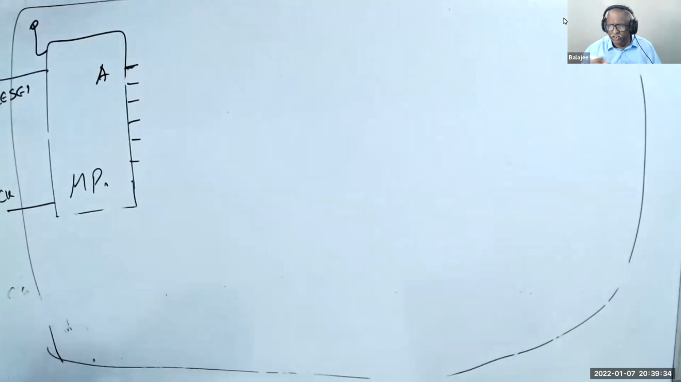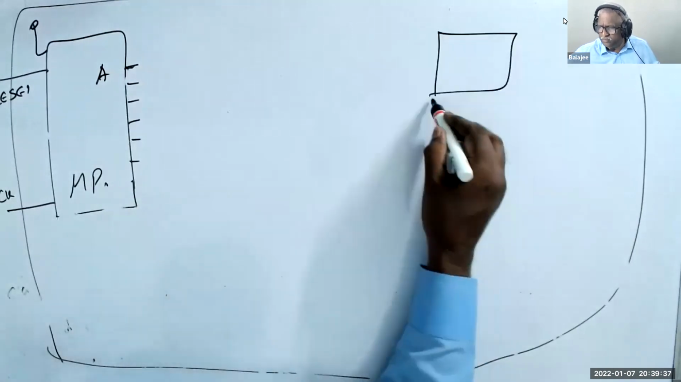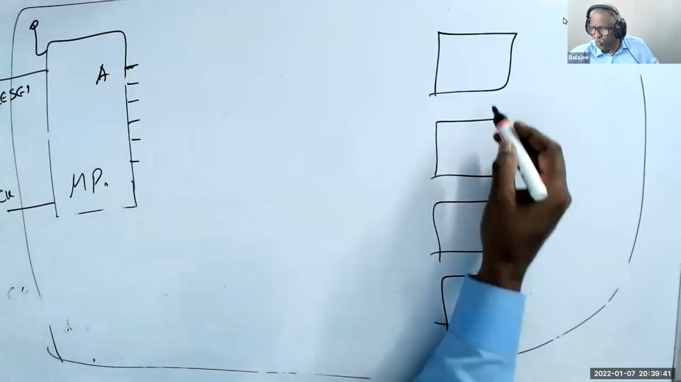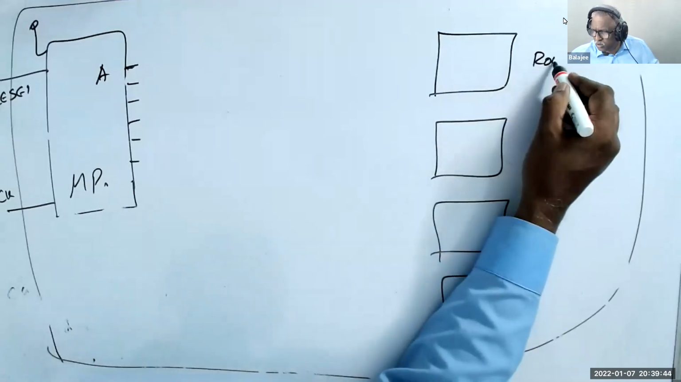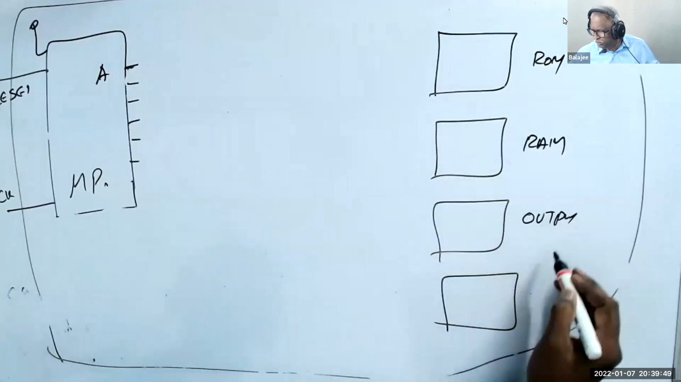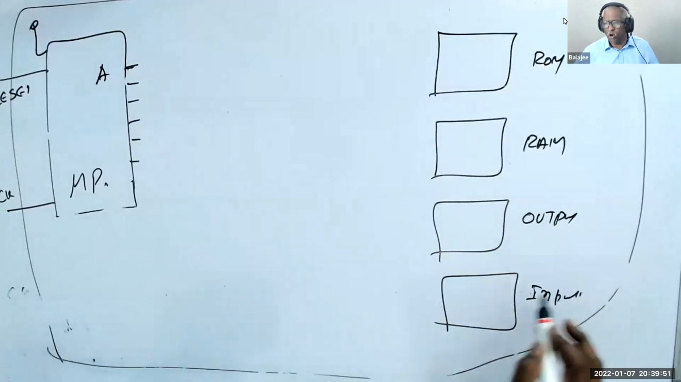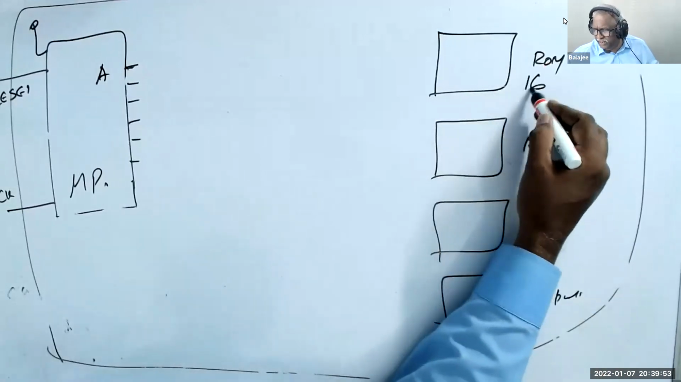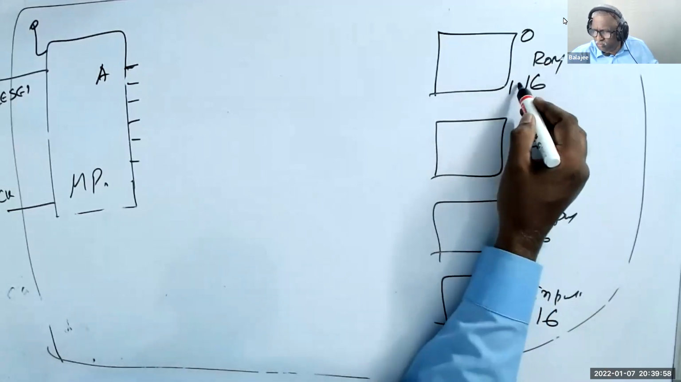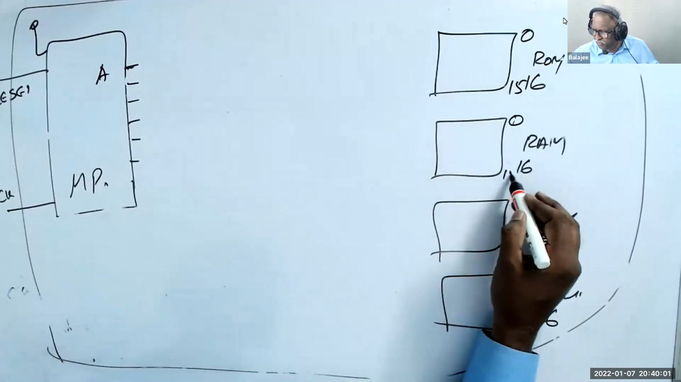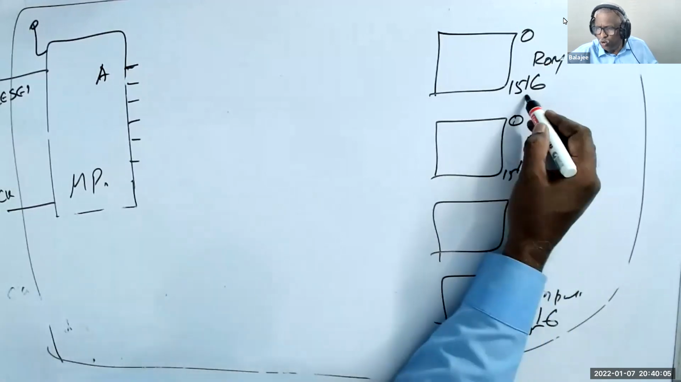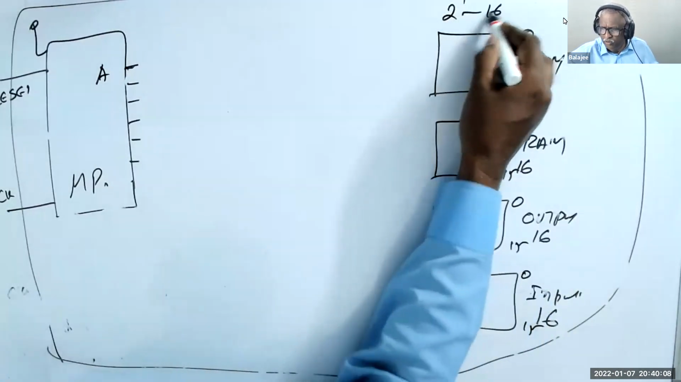Because we are going in depth, let us say I have 4 notebooks, or 4 chips. One is called ROM, one is called RAM, one is called output, and one is called input. As an example, all of them have 16 bytes, 0 to 15. That means 16 bytes. 2 power 4 is 16, so they have 4 address lines.